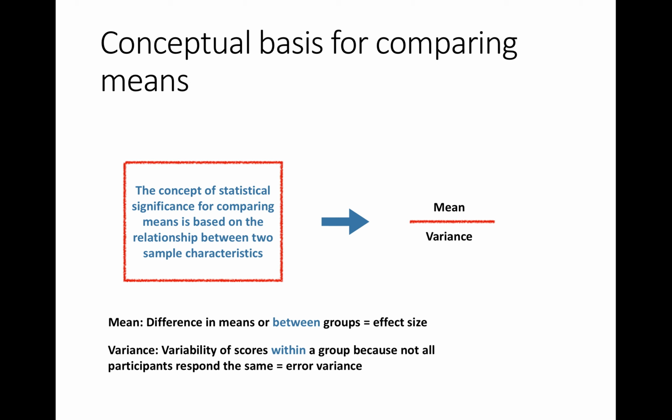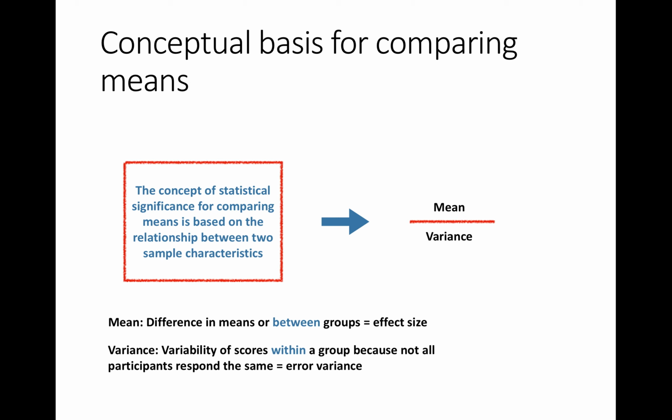To understand analysis of variance, we have to understand two concepts. The first one is the statistical ratio, and the second one is variance. The concept of statistical significance for comparing means is based on the relationship between two sample characteristics, the mean divided by the variance. When we say mean, what we actually mean is the difference in means, or the difference between two groups. This will determine the effect size.